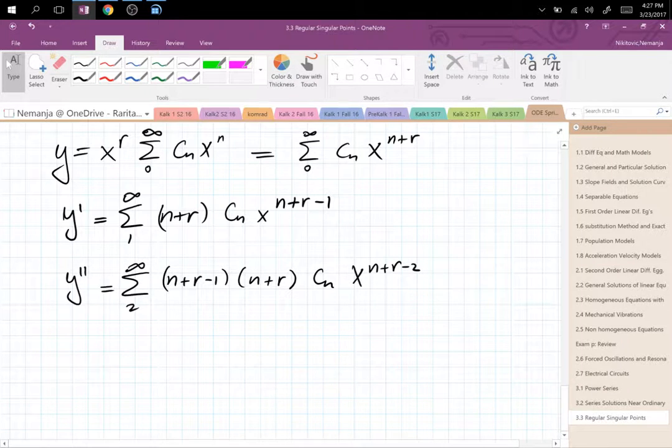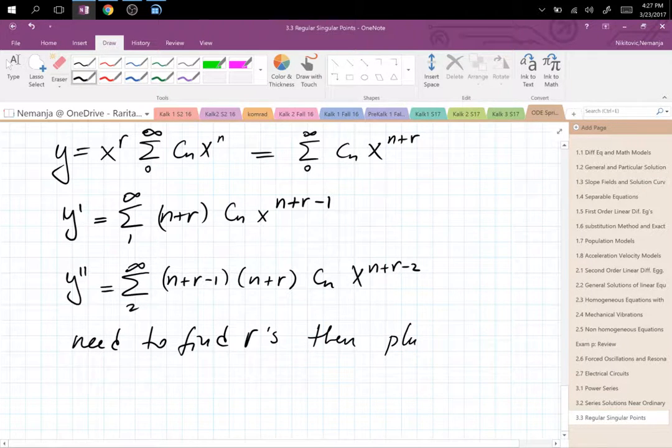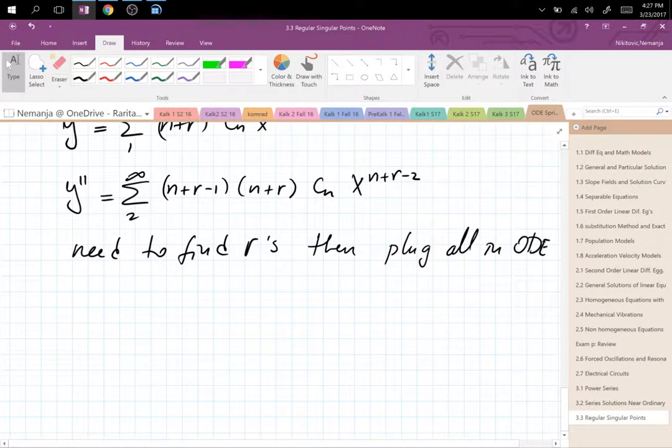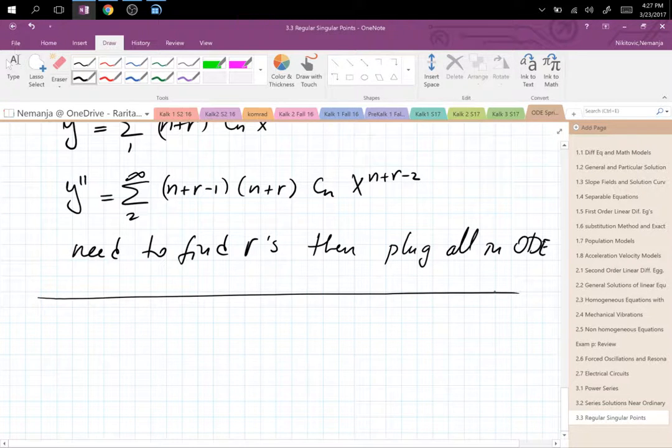So I'll just write here, need to find r. Then plug all of it into the ODE, the ordinary differential equation, and just compute. So let's take a look at the example. We might have time to finish the example.